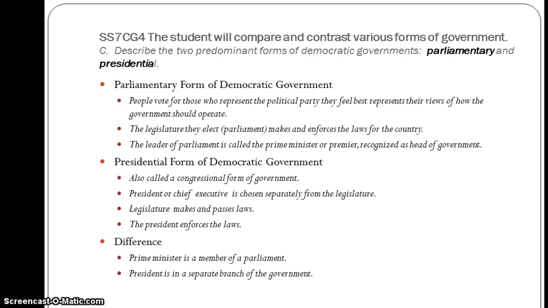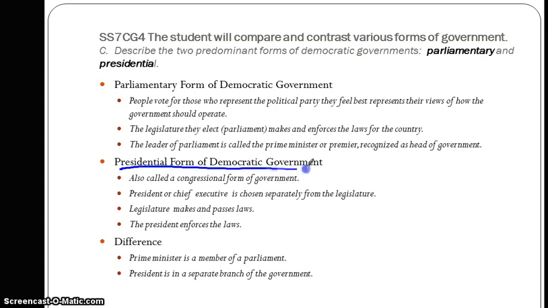All right, I need to talk to you about parliamentary and presidential forms of a democratic government. Of course, you're going to be most familiar with this one right here, because this is the type we have in the United States. If you were from Great Britain, then you would be most familiar with the parliamentary form of a democratic government, because that's the kind they have in Great Britain. And it's also the type that they have in Israel, which we're about to talk about. So pay real close attention right now.